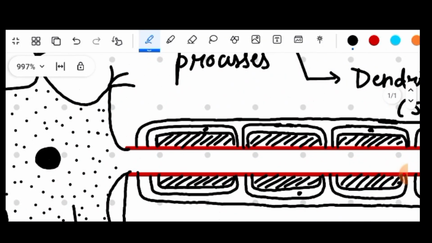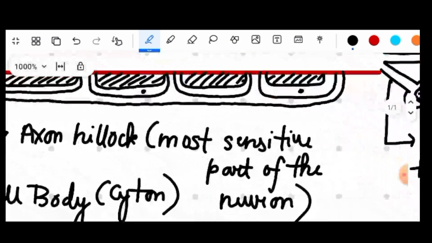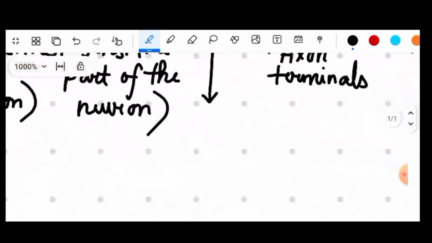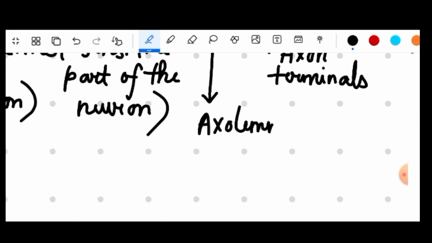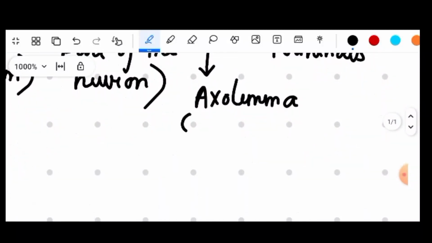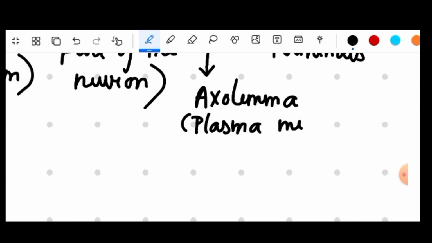This cylindrical part is the axon, as we have learnt earlier. This is the axon, and obviously the plasma membrane of the axon will be known as axolemma. This is the plasma membrane of the axon.